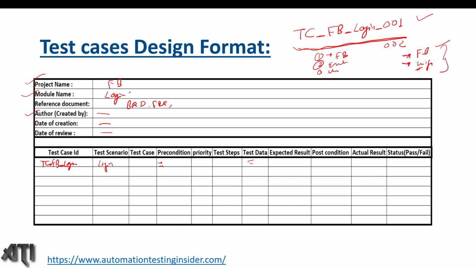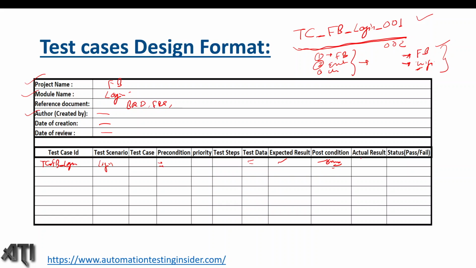So in this case we have a valid user and invalid password. So what should be the expected result? We should get an invalid password error message. So that is the expected result. And post condition, what happens after executing this test case? So we should get an error message, right? What is the post condition? What happens after executing this test case? That is nothing but the post condition.